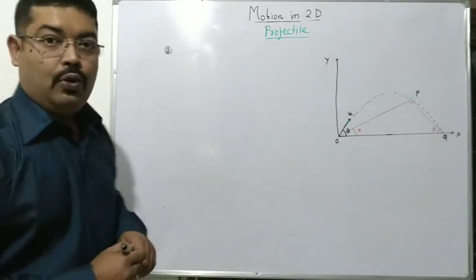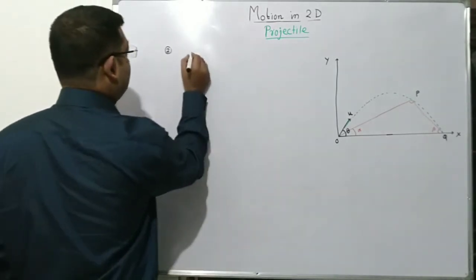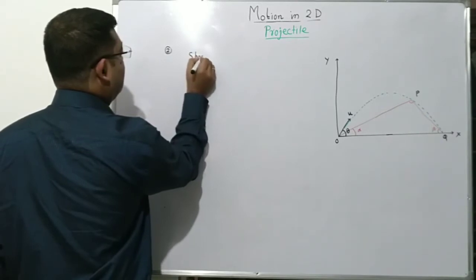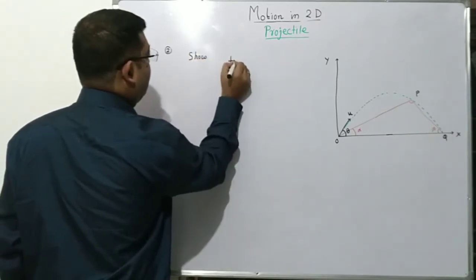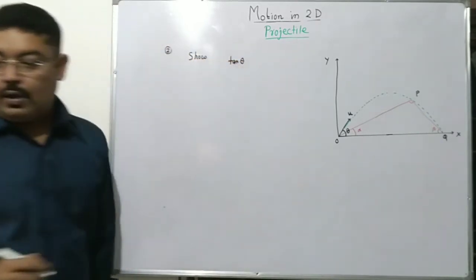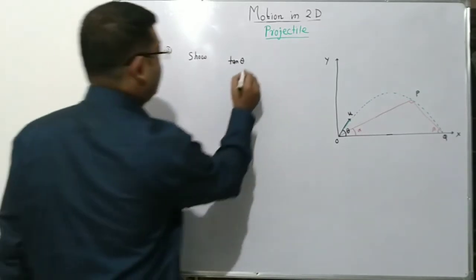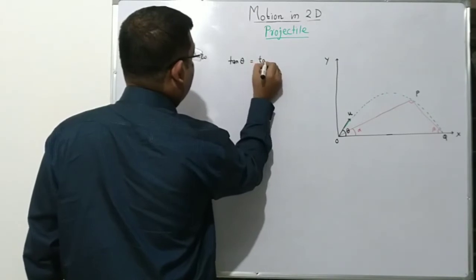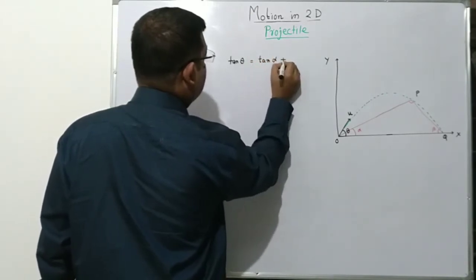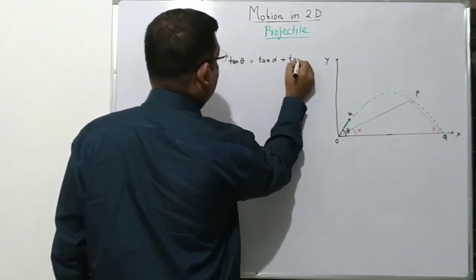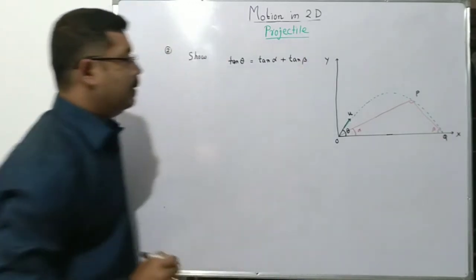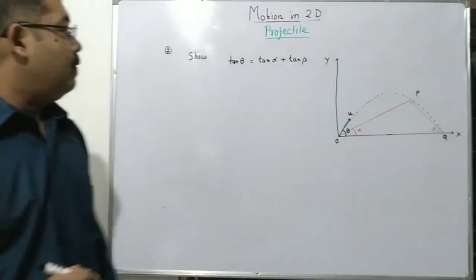You are to show that tangent of theta is equal to tangent of alpha plus tangent of beta. Tan theta equals tan alpha plus tan beta.